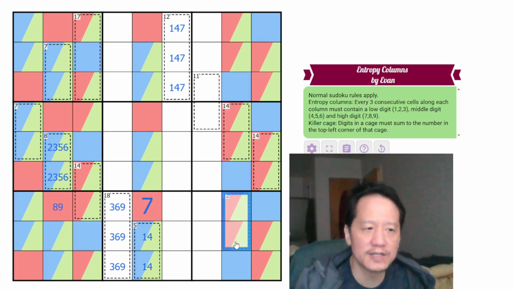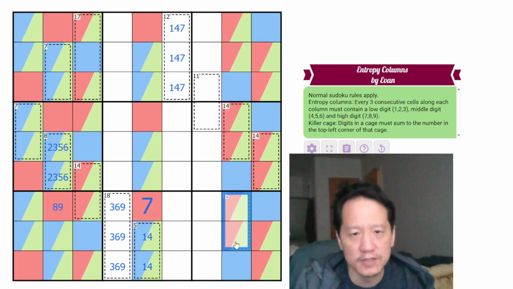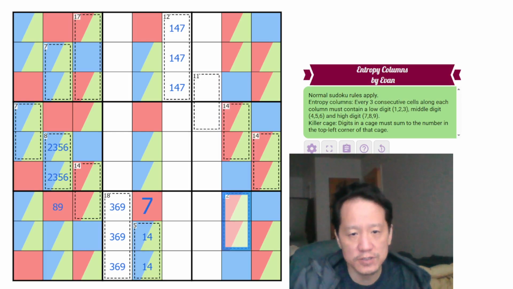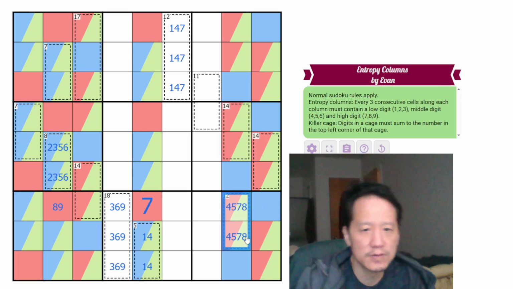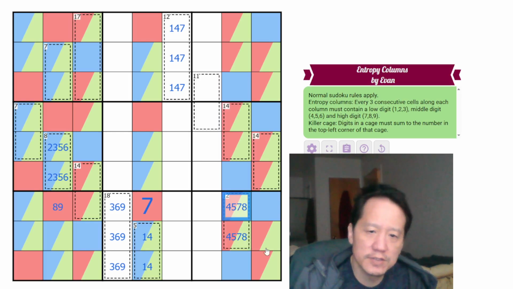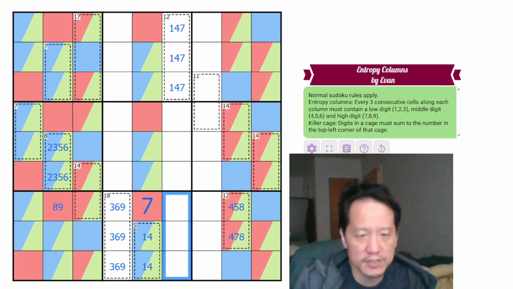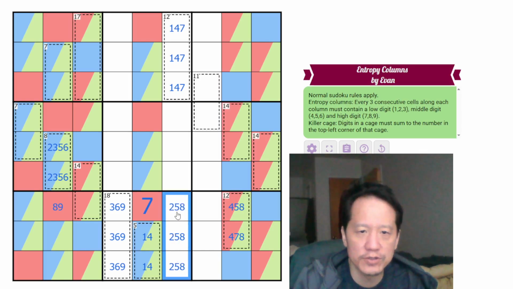This 12 cage has to be a middle and a high, so it cannot be 3 and 9 because 3 is a low digit. So this has to be either 4, 8 or 5, 7. Well, this can't be 7, so this can't be 5 here. The remaining digits here have to be 2, 5, and 8. But we don't know the ordering here.